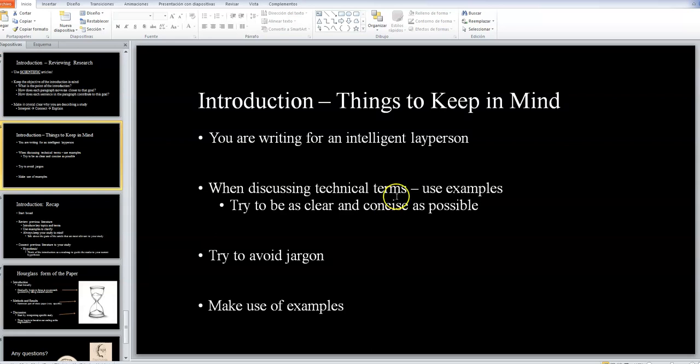You're writing for an intelligent person. If you're discussing technical terms, make sure that you use examples. Try to avoid the use of jargon. So don't use words like dude, like bae, like YOLO. Don't use those words. Try to avoid using jargon and use formal words, formal writing.